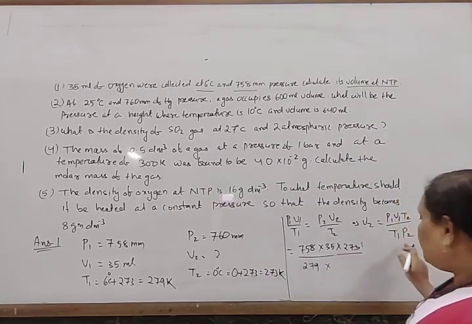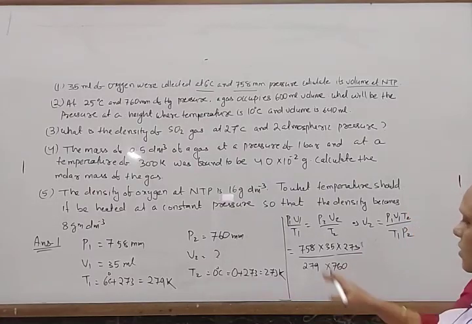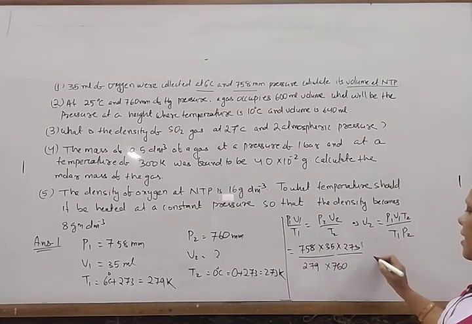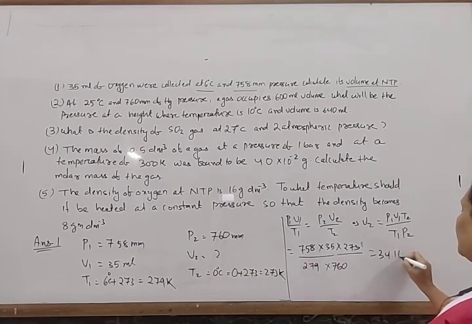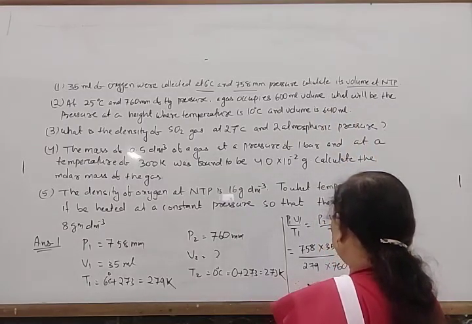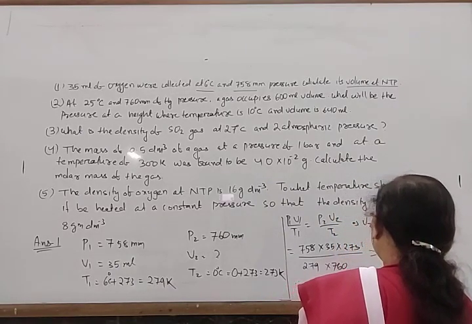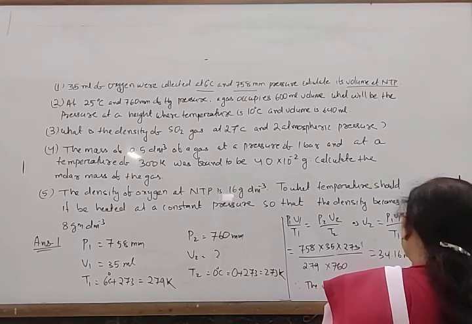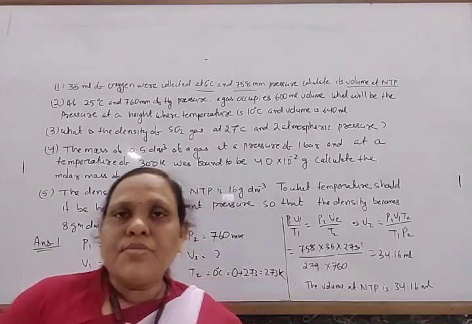First solve 279 Kelvin, then P2 is 760 mm. Just multiply and divide by this, and you will find the value is equal to 34.16 ml. So the volume at NTP is 34.16 ml.